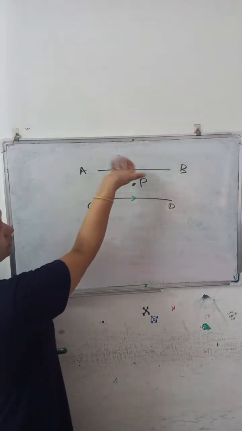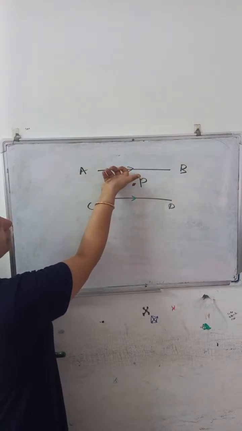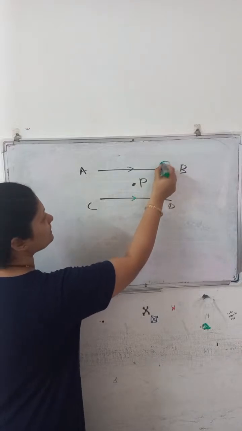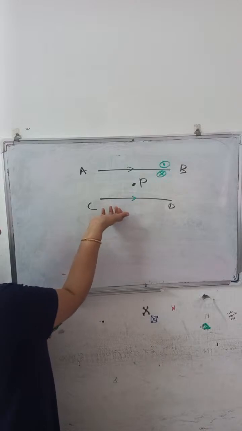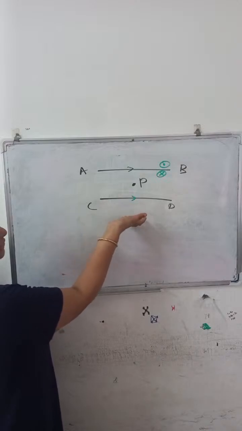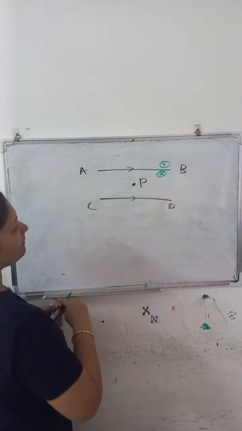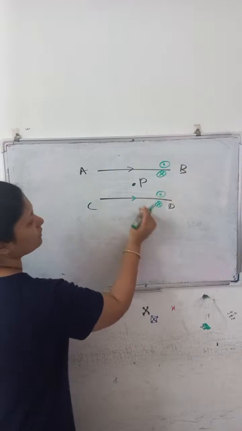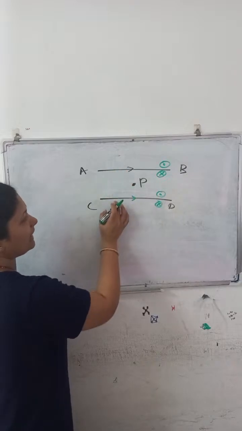You can apply it. If I keep my right hand thumb in the direction of current, then the curved fingers give the direction of the magnetic field. Here the curved finger is going in and this is coming out. So if I am keeping it here, again it is going in and coming out. Now forget about the outer part, the region in between AB and CD.